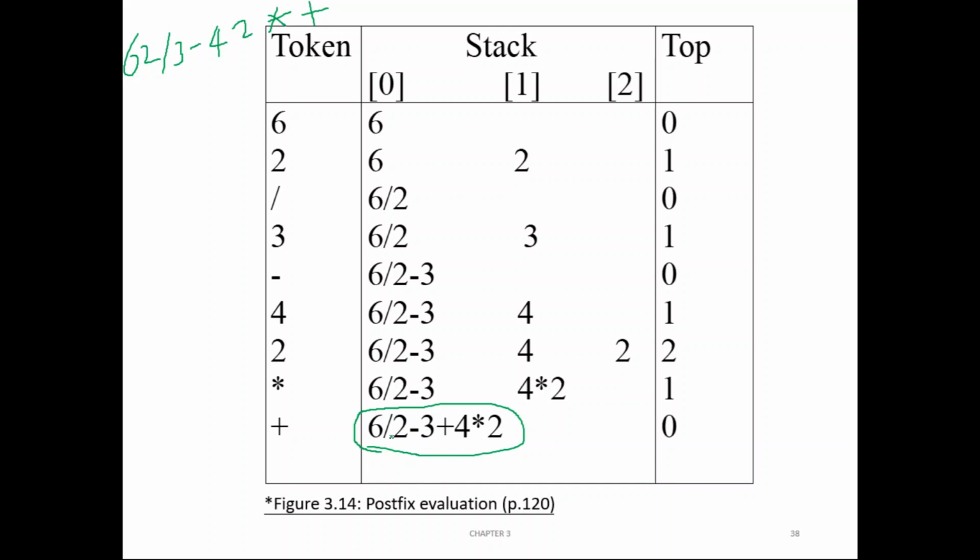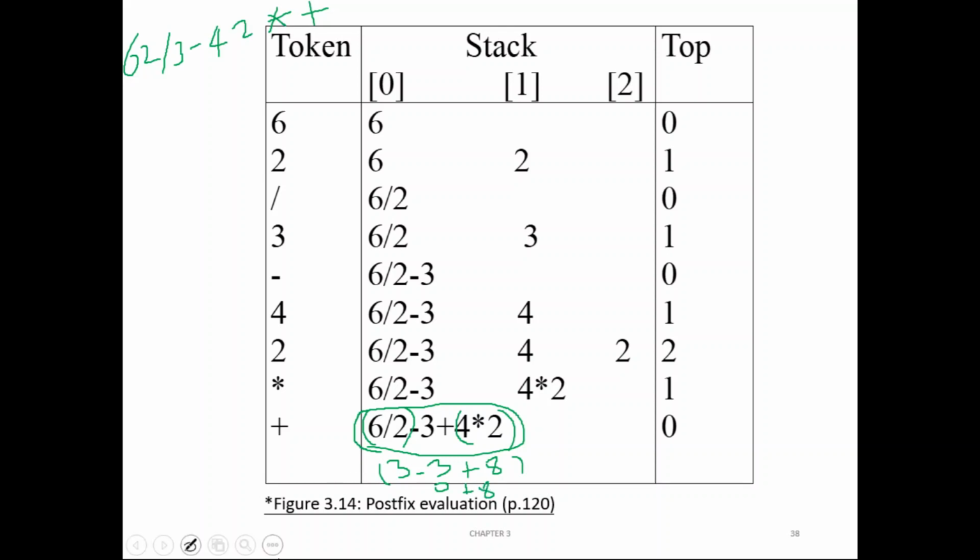What is the output of this? If you see here, there is a slash, minus, plus and star. The slash part should be done first. Division and multiplication have equal priority, so left to right means 6 by 2 and then 4 into 2. 6 by 2 is 3, so 3 minus 3 plus 8. Now there are two operators, minus and plus. Again left to right: 3 minus 3 is 0, 0 plus 8 is 8. So the result is 8.